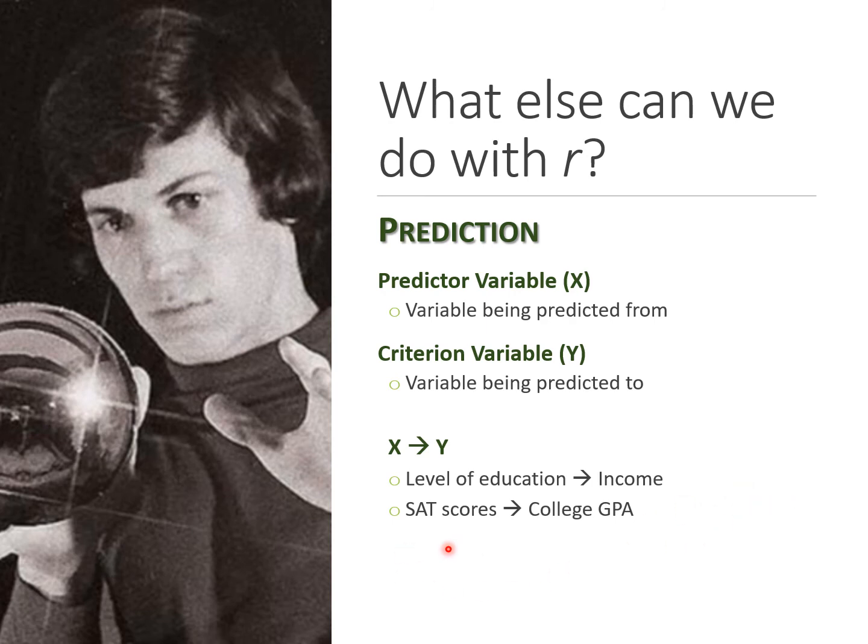Your SAT scores can predict your college GPA. Okay, so the X variable can predict the Y variable. So we call that the predictor variable and the criterion variable. Okay, so the variable being predicted from and the variable being predicted to. So we are predicting from your SAT scores to your college GPA. This becomes the criterion variable. Okay, so let's talk about how we would do that.